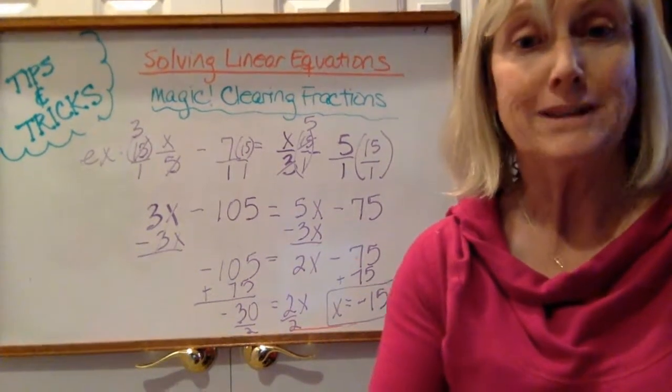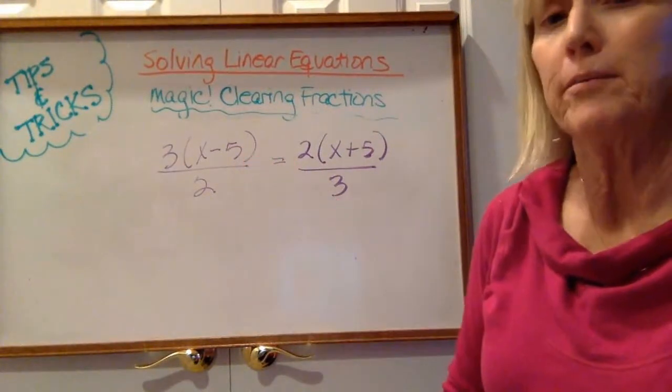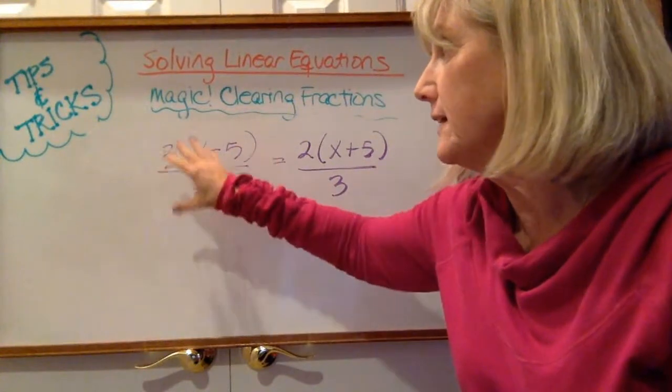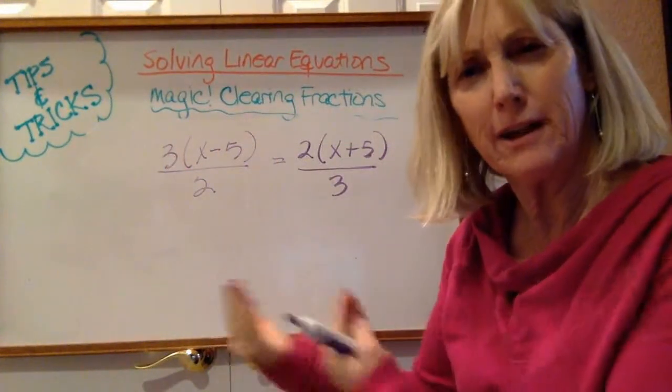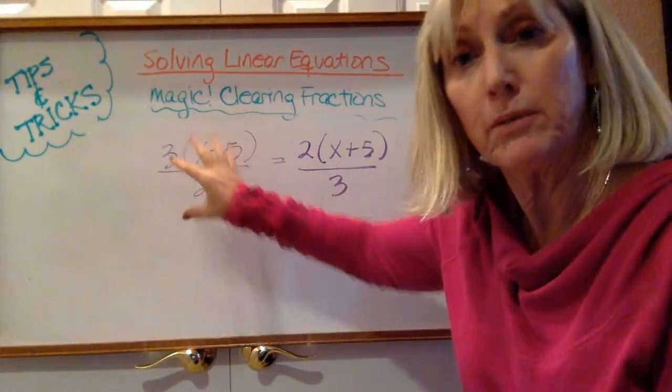All right. One more example. I'm back. So here's my last example, and the reason I have this example here is because this kind of looks like you would have to multiply the 3 and the x minus 5 times the common denominator, but this is one term, so you only multiply it once.